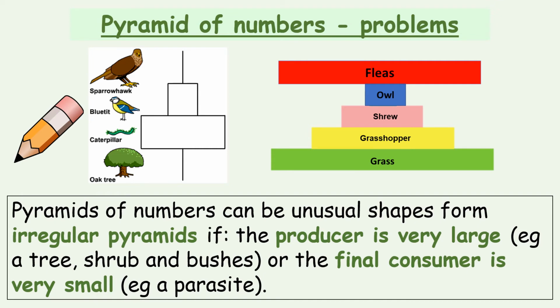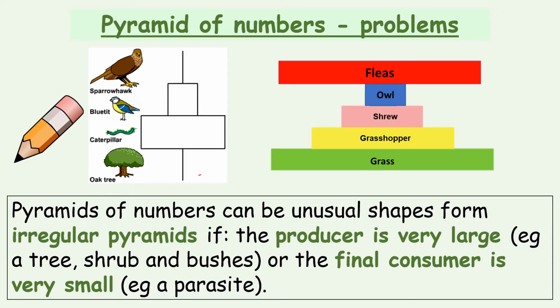And this is when the producer is very large, so it's only got one producer compared to all the things that eat off of its leaves, like a tree and then caterpillars eating on it. Or another time that you'd get an irregular pyramid is if the final consumer is very, very small. So like this could be bacteria or a parasite, so there'd be tons and tons of them. So there's your two irregular shaped pyramids there.